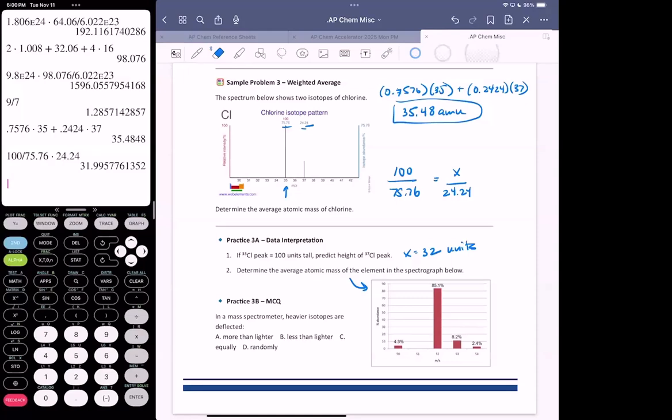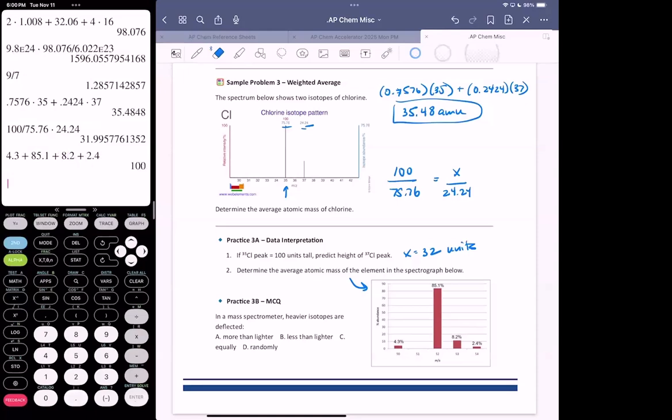So we want to make sure that each one of these peaks adds up to 100%. So let me just add these percentages. 4.3 plus 85.1 plus 8.2 plus 2.4. Yes, that is 100%.